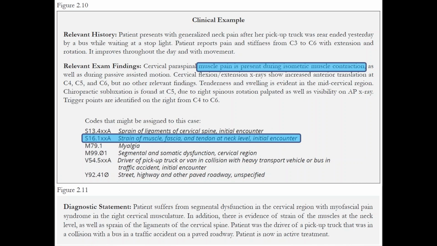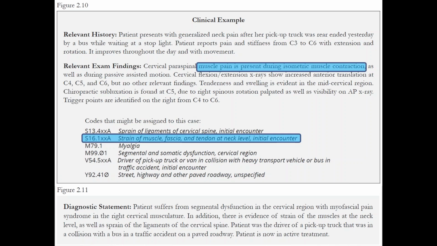Initial encounter. Couple of lessons we can learn from this. Okay, look at that code. Notice the use of the word and. As you may recall, I told you earlier that and means and/or, which means that the patient doesn't have to have a strain of the muscle as well as the fascia, as well as the tendon. It can be any of those three, or two of them, or all three, okay?